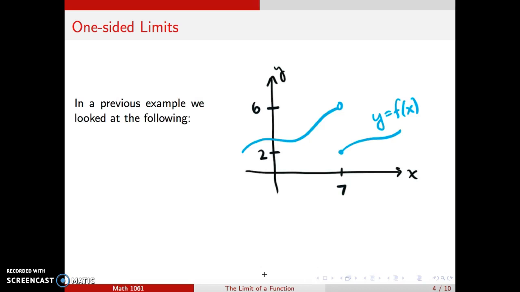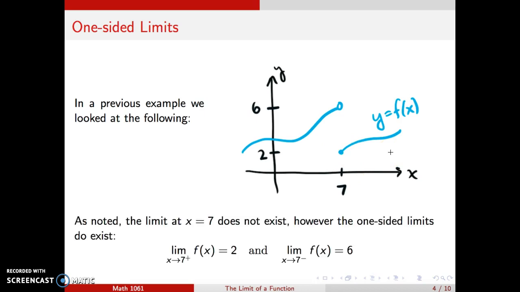But if we're looking at an example, this was an earlier example we had. As we go from this side, a little bit less than 7, the function value is getting closer and closer to 6. As we go towards 7 from the right side, using bigger values but getting closer to 7, the function value is getting closer and closer to 2. We looked at this at the end of a previous video. So the limit at x equals 7 does not exist. We said that before.